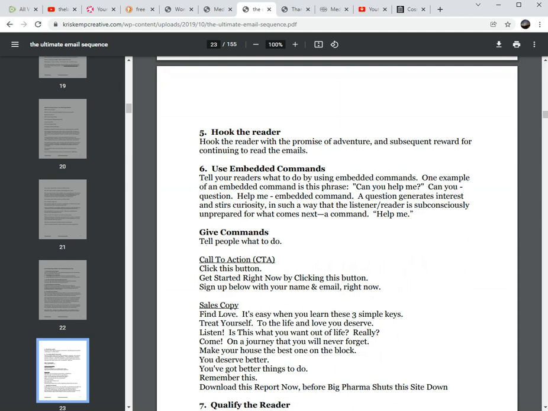So here's how you can give commands. Call to action. Click this button. Get started right now by clicking this button. Sign up below with your name and email right now.